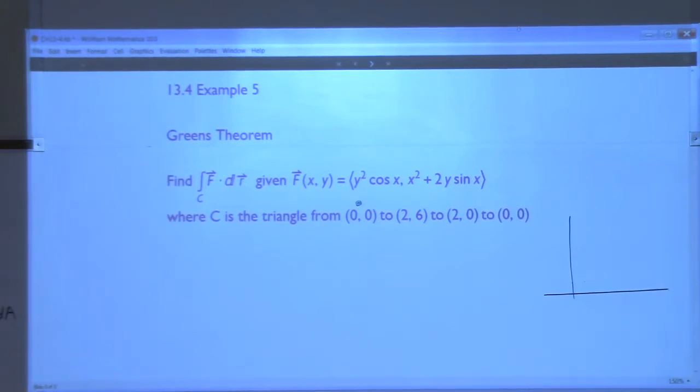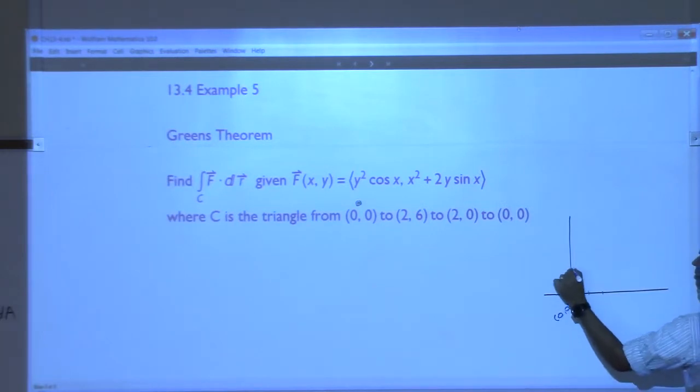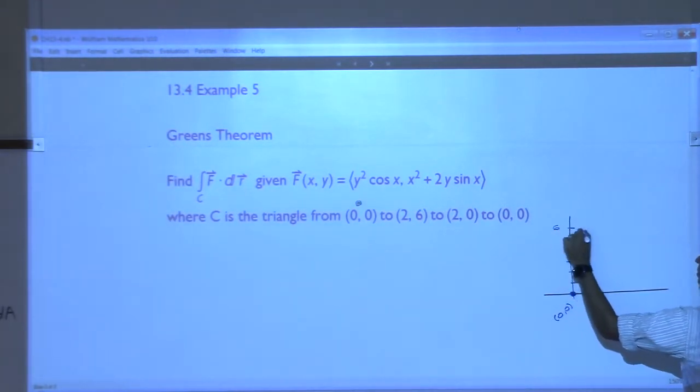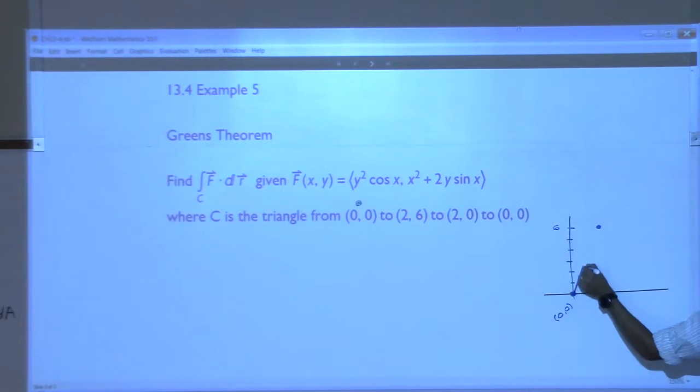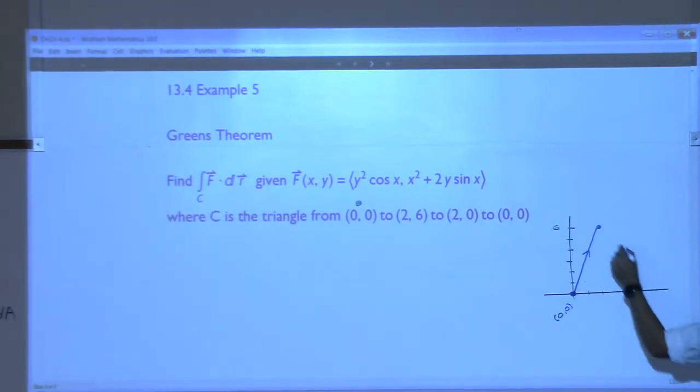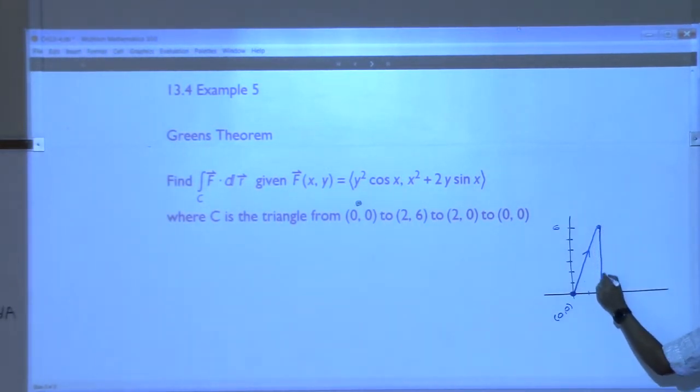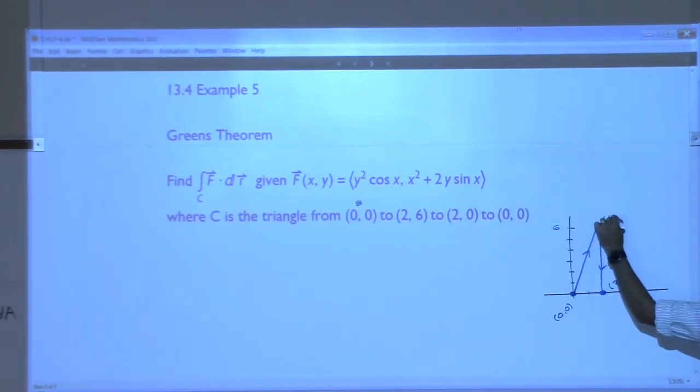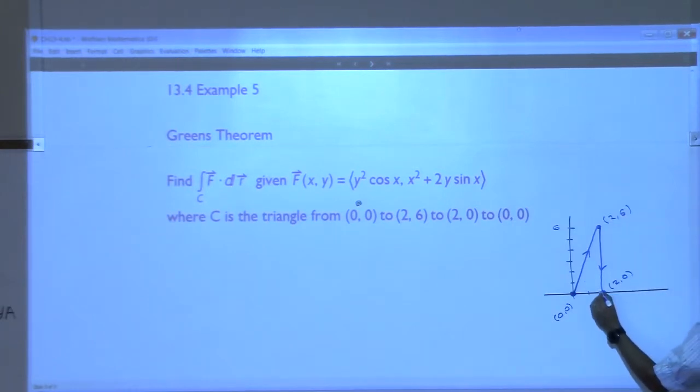So C is going to start from 0, 0. It's going to go to 2, 6. Then go to 2, 0. And then go back to 0, 0.